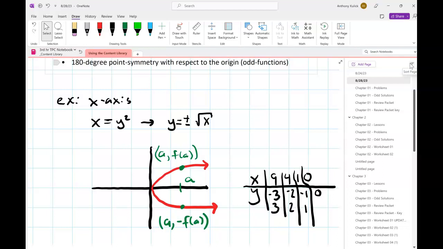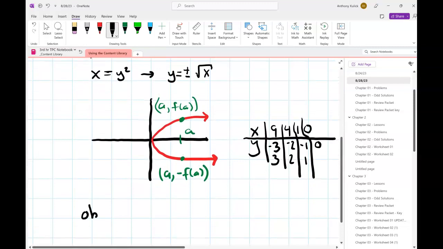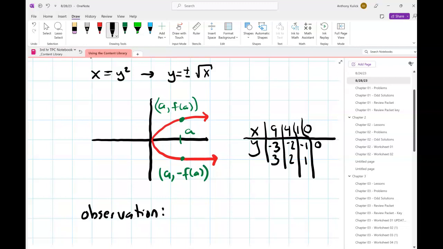Everybody okay here? So my observation is that f of x would equal negative f of x.